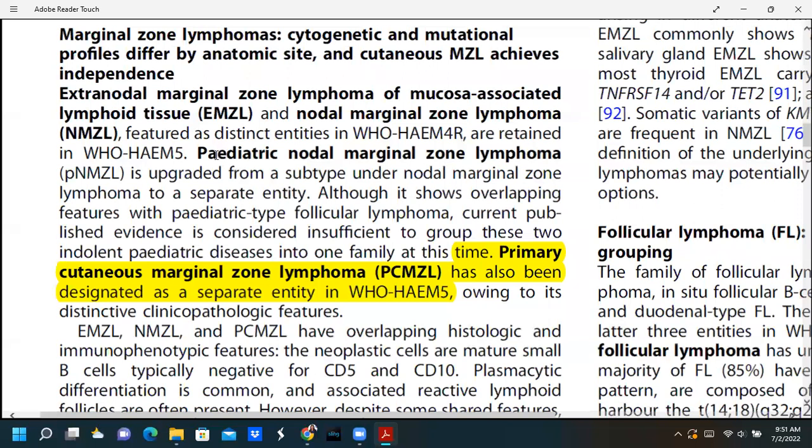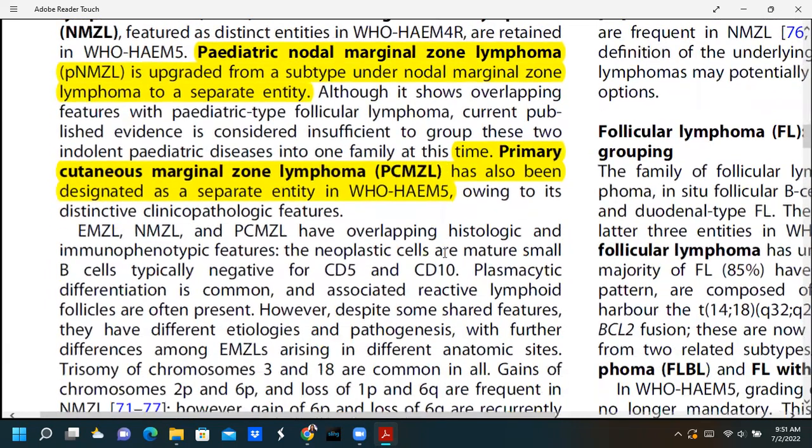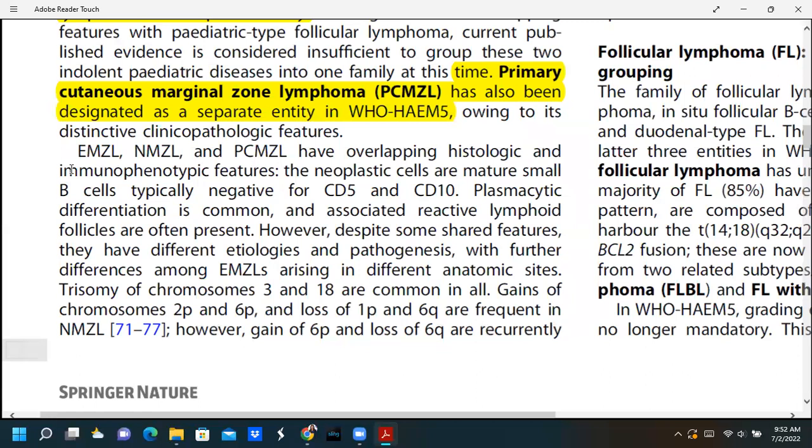Okay, so pediatric nodal marginal zone, as compared to the subtype of nodal marginal zone, is a separate entity, and then cutaneous marginal zone has independence, and the third one, yeah, primary cutaneous has separate. So then the extranodal marginal zone, nodal marginal zone, and primary cutaneous marginal zone have overlapping histologic and immunophenotypic features. The neoplastic cells are mature small B cells. Typically, they will be negative for CD5 and CD10. Plasmacytic differentiation is common. Associated reactive lymphoid follicles are also present.